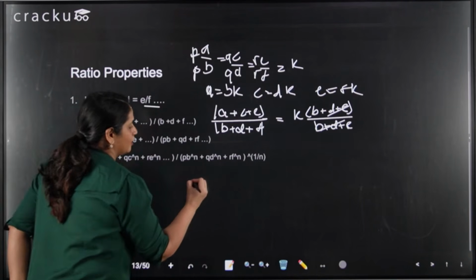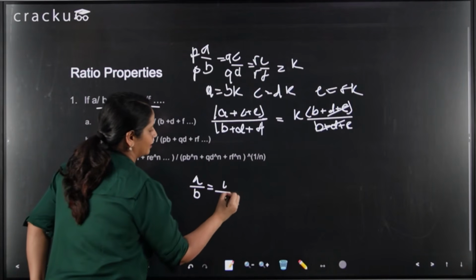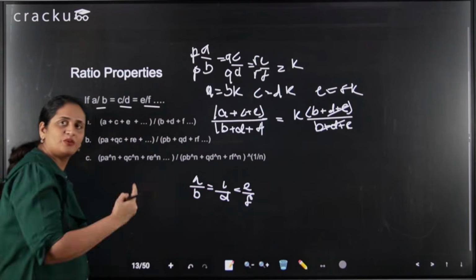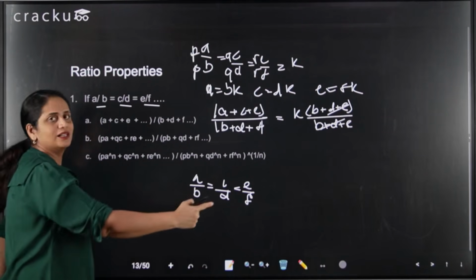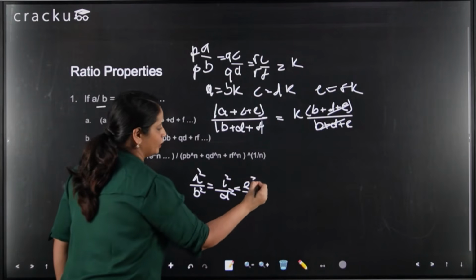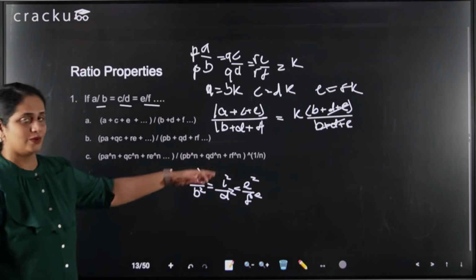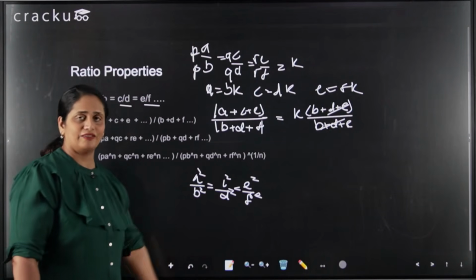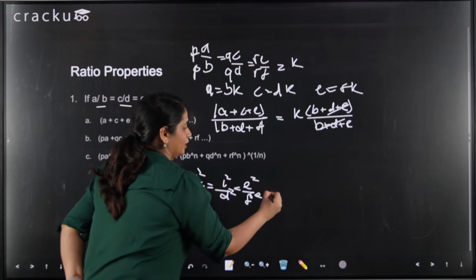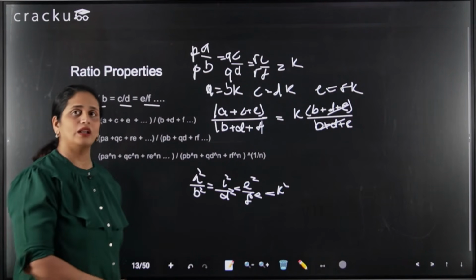See, if I have A by B is equal to C by D is equal to E by F, if I square it, it will be equal still. So A square by B square will be equal to C square by D square will be equal to E square by F square. A raised to n by B raised to n, C raised to n by D raised to n, E raised to n by F raised to n, all of them will be equal and they will be together equal to K square, or if it is n, it will be K raised to n. That's all that you will get.